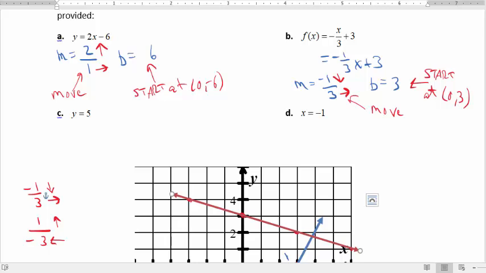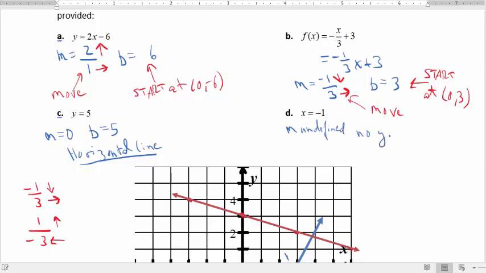So these last two, C and D, these are these special lines. So if you remember when we did these special lines, y equals 5, this actually had a slope of 0 and a y-intercept of 5. But you don't even honestly have to worry about that too much. If you just remember that a y equals a number line was always a horizontal line. And then x equals negative 1, this one had a slope that was undefined, and it actually had no y-intercept.